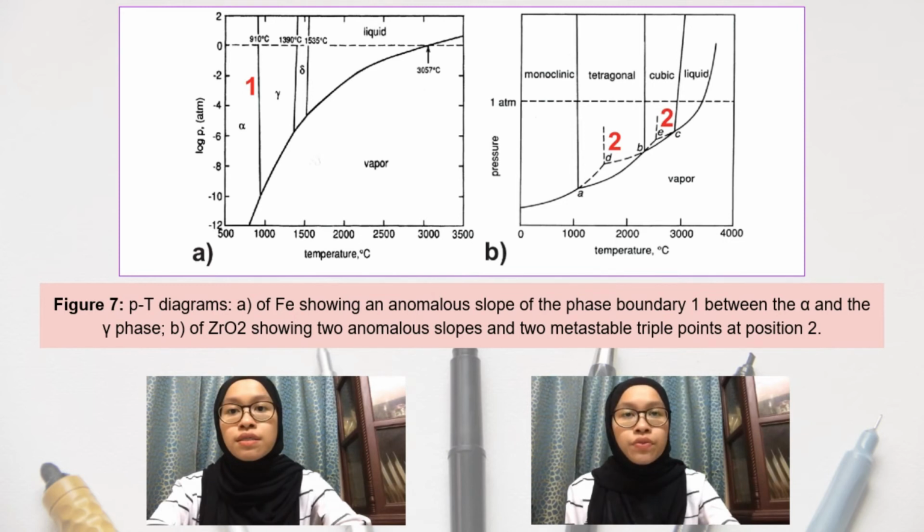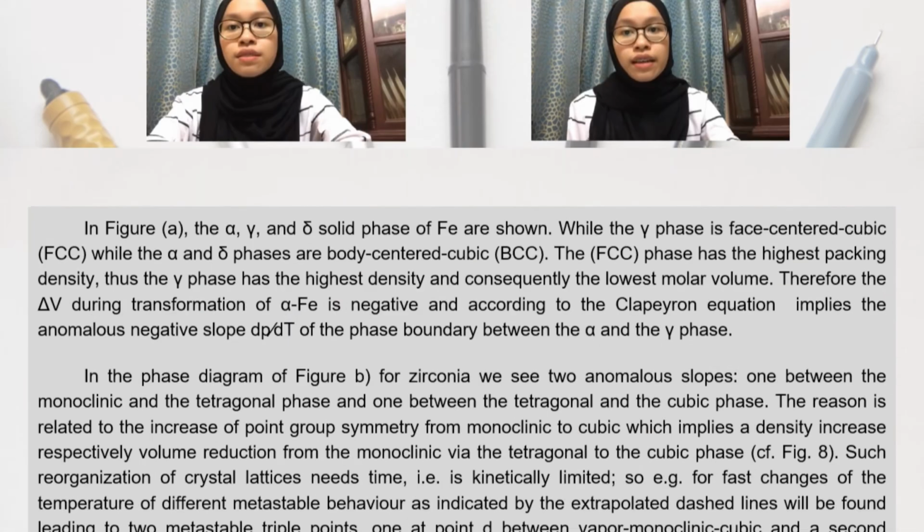Meanwhile, in figure B for zirconia, we can see two anomalous slopes, one between the monoclinic and tetragonal phases, and one between the tetragonal and cubic phases. The reason for these different phases is related to the density increase with respect to the volume reduction from the monoclinic to the tetragonal and to the cubic phase. Such rearrangement of the crystal lattice needs time. For example, fast changes of the temperature cause different metastable behavior. You can read this in detail in the next slide.